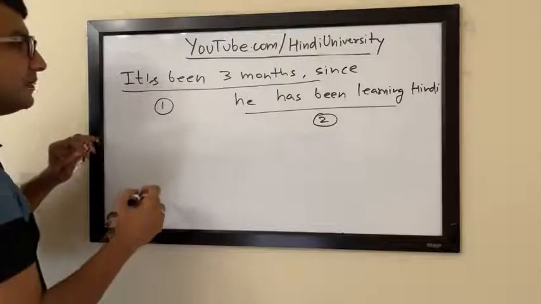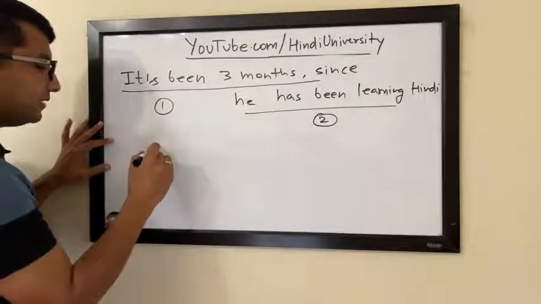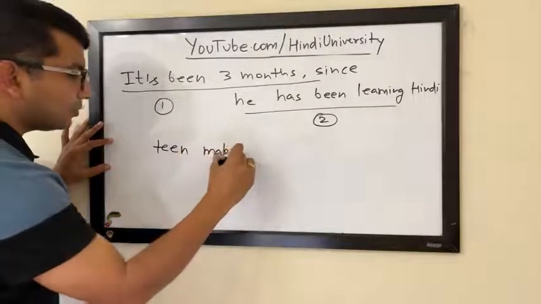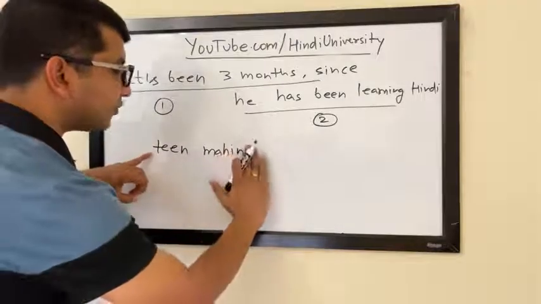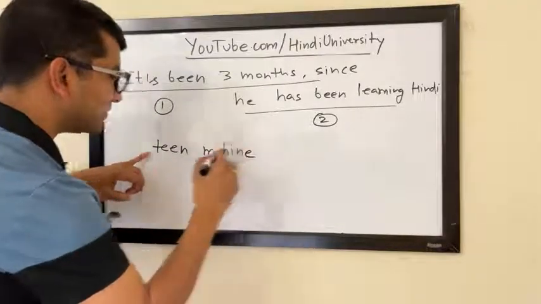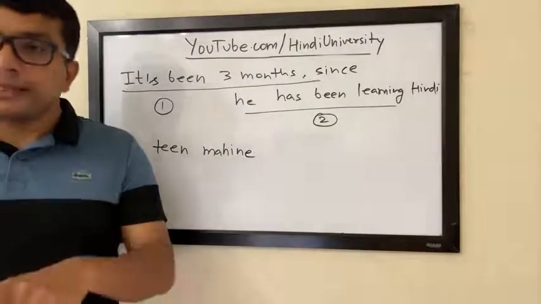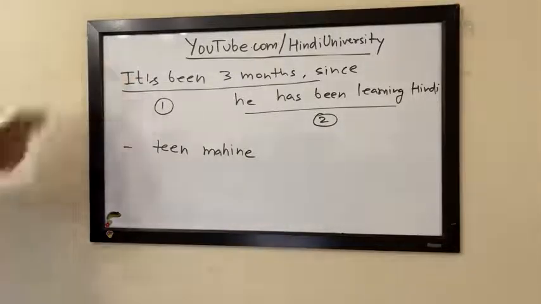It's been 3 months. So 3 months you already know. Like, teen mahine. Okay, 3 mahine basically. I'm going to just say 3 mahine right now to keep it simple. 1 month is 1 mahina. 2 months is 2 mahine. 3 months is 3 mahine. Okay, it's been 3 months.